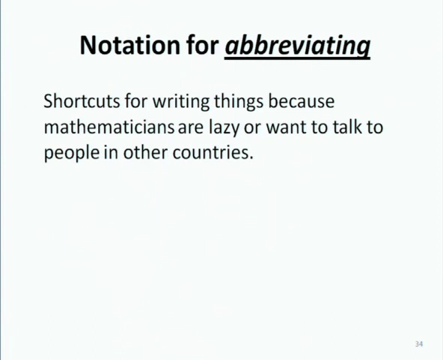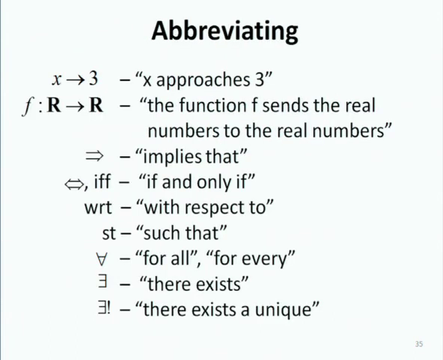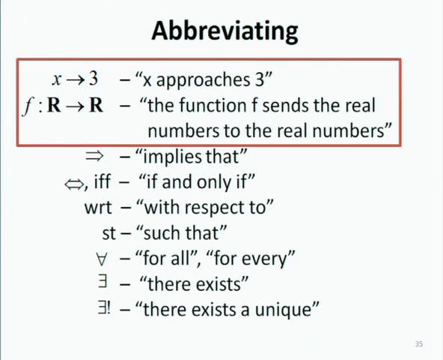And lastly, in the last minute, we can abbreviate things. We can have shortcuts because mathematicians are lazy, they've got enough work to do, and they like to write things with symbols. So a cross arrow means something different depending on context. X arrow 3 is read aloud as x approaches 3. You saw it in the limit.